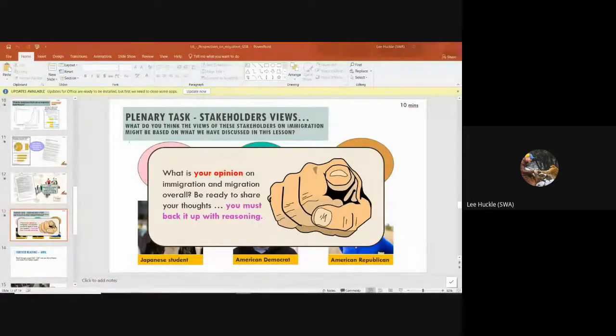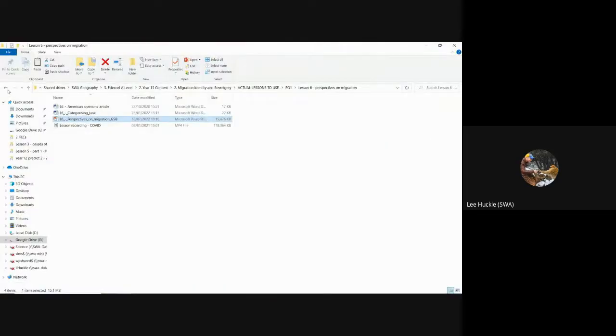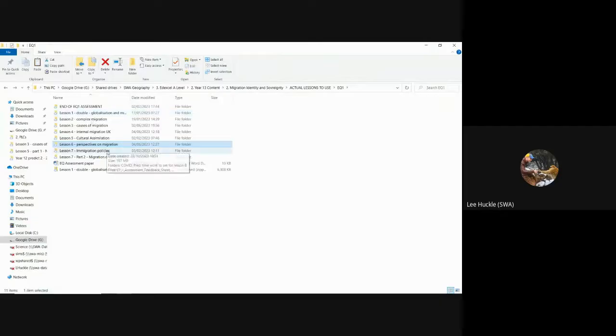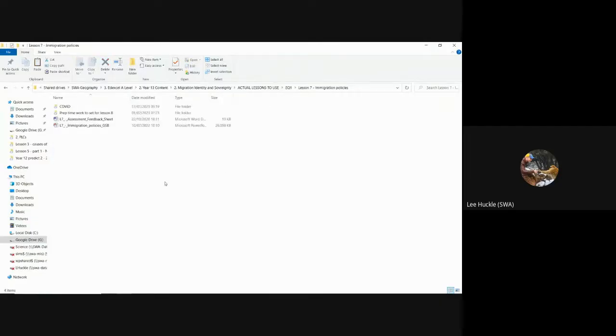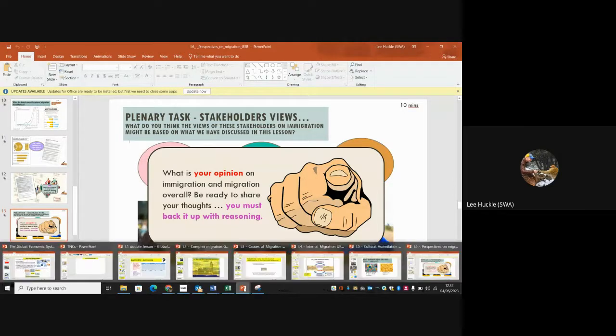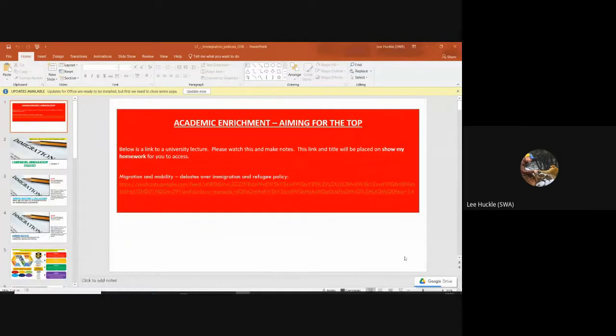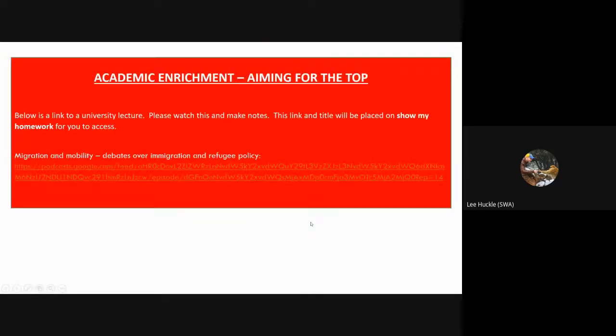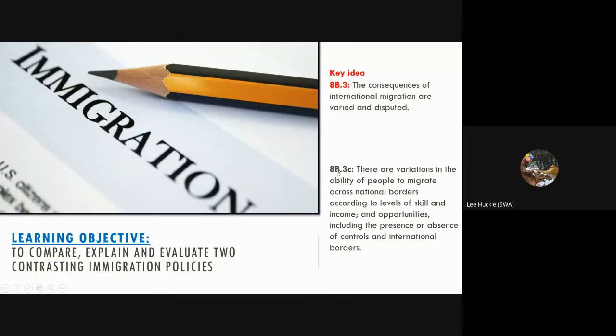So that then led us into the final lesson, which was looking at immigration policies. Now, again, this is very much a recap, if you like, of a previous lesson. Here we go. And this was the final part of EQ1. So the learning objective is to compare, explain, and evaluate two contrasting immigration policies.